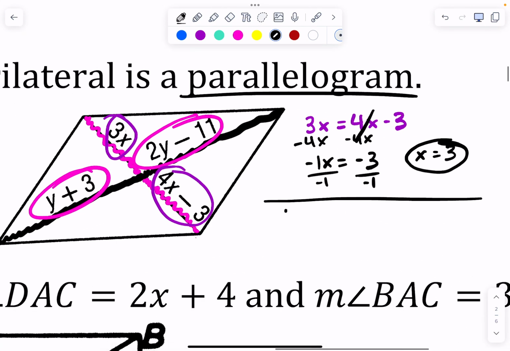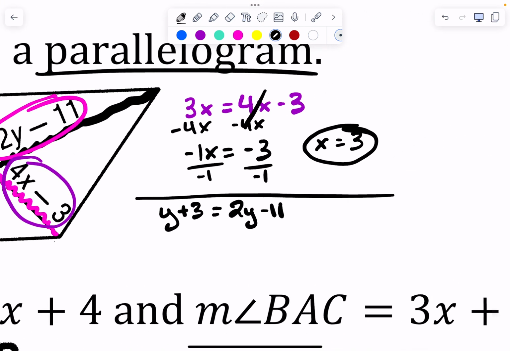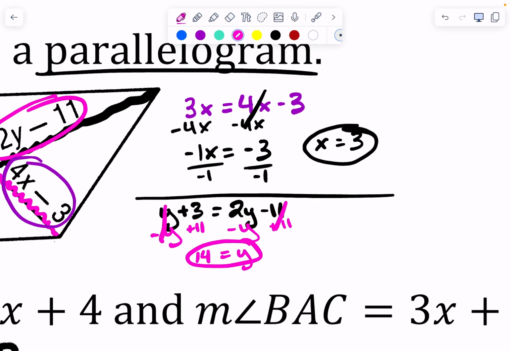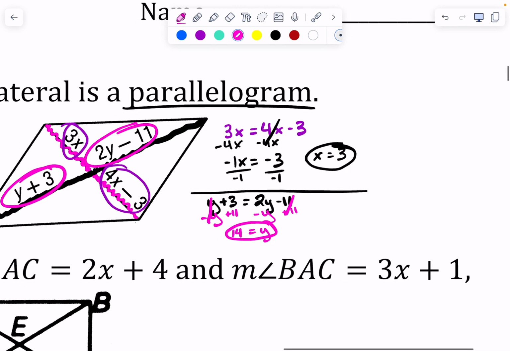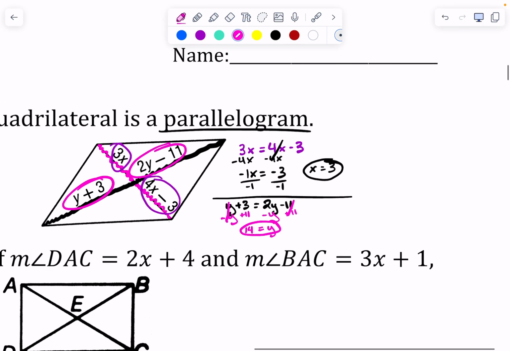All right. y plus 3 equals 2y minus 11. I'm going to subtract y, and I'm going to add the 11. Is that confusing if I do those at the same time? Or you just do your own thing? Plus 11. Yeah. Minus. Yep. So x is 3, y is 14. That will work.